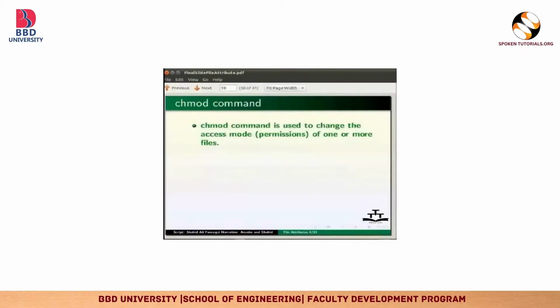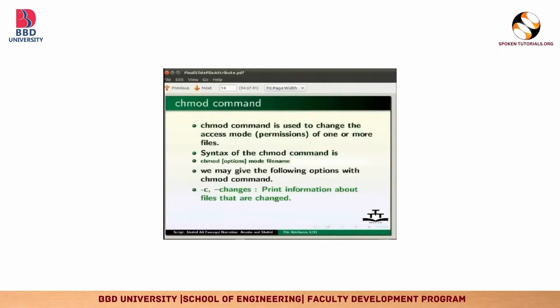The chmod command is used to change the access mode or permissions of one or more files. The syntax of the chmod command is chmod space options space mode space file name. We may give the following options with the chmod command: -c prints information about files that are changed. -f does not notify users of files that chmod cannot change.